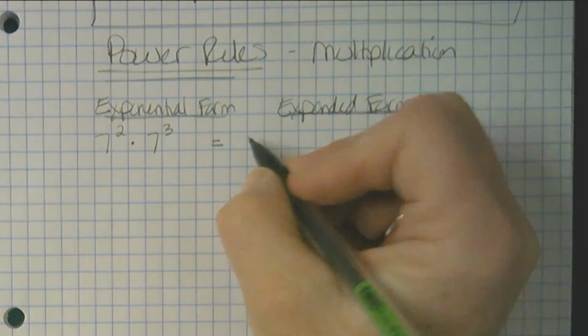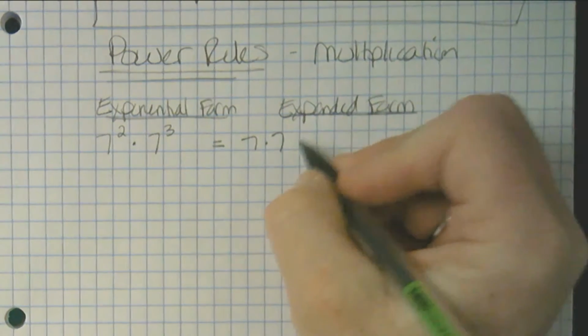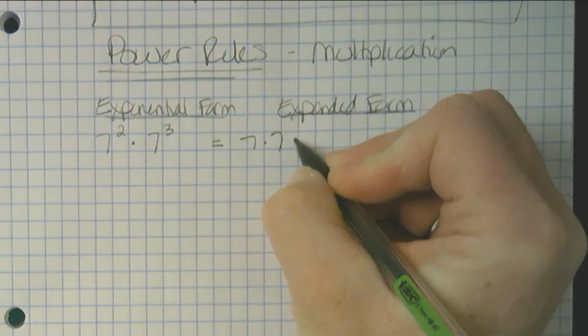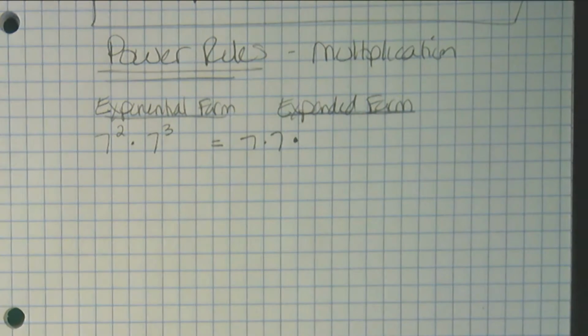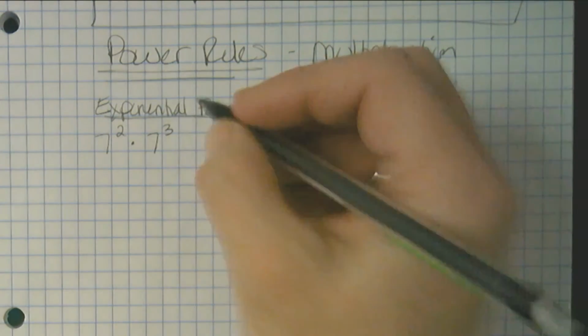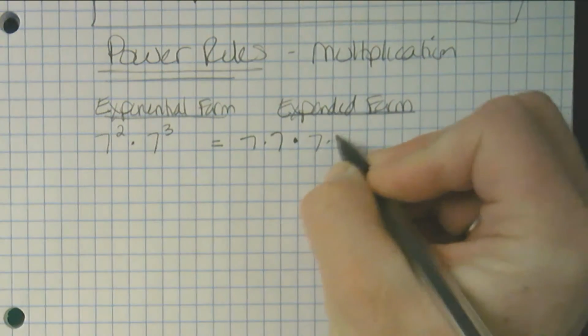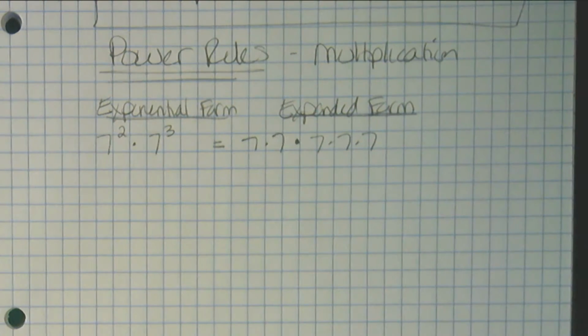Kira? 7 times 7. I'm going to put a big multiplication symbol in there so you can see the difference between those. Layla, what does 7 times 3 mean? Or 7 to the third mean? Excellent. Are you guys all good with this?